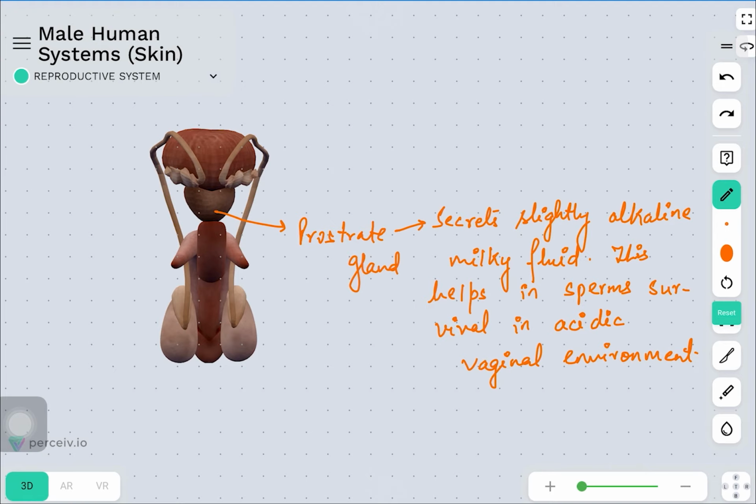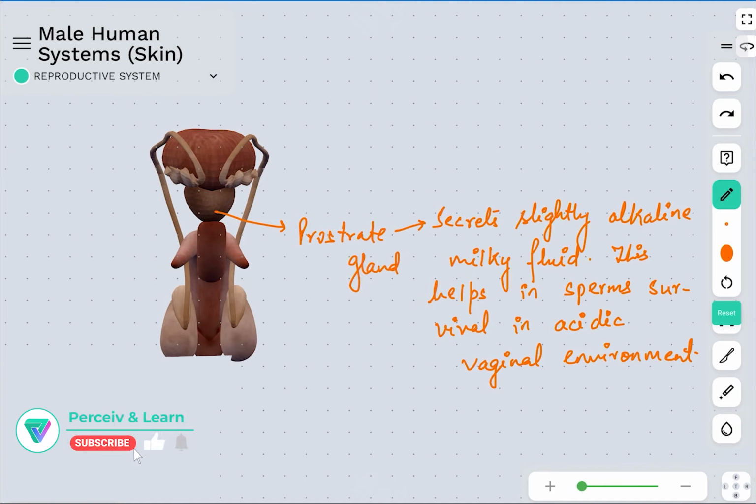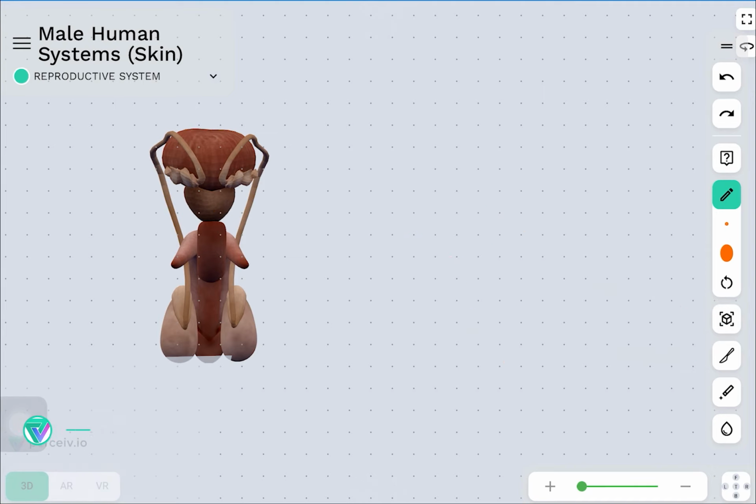On the other hand, the seminal vesicles are the main gland which will constitute the fructose, calcium, enzymes, and sperms that we have seen previously as well. All right, this was all the glands that are found in case of the male reproductive system.